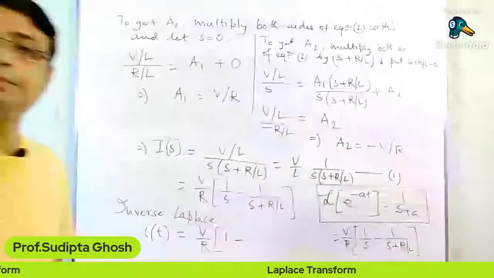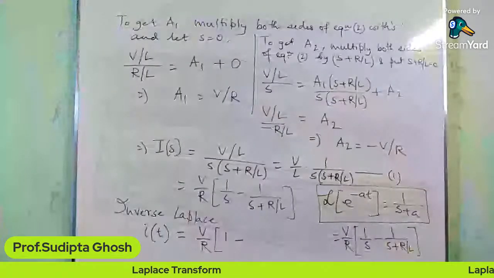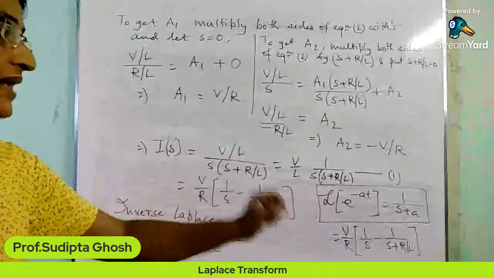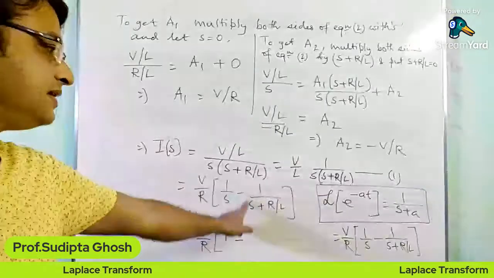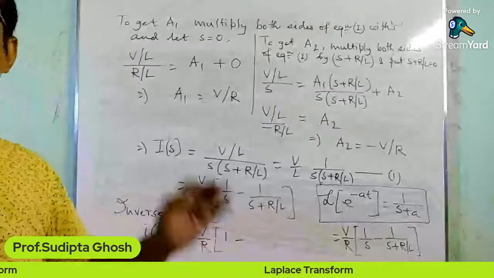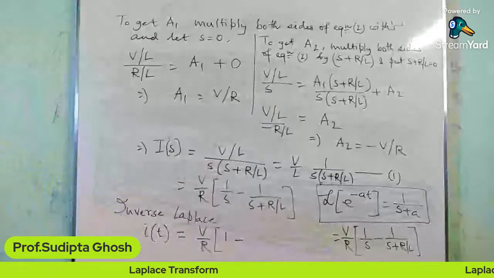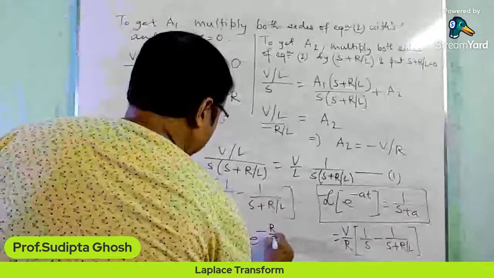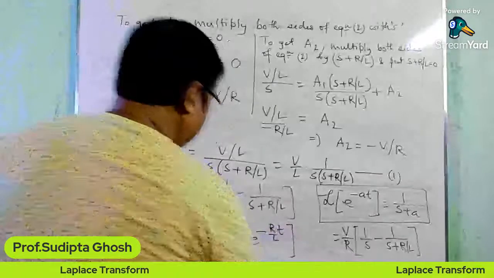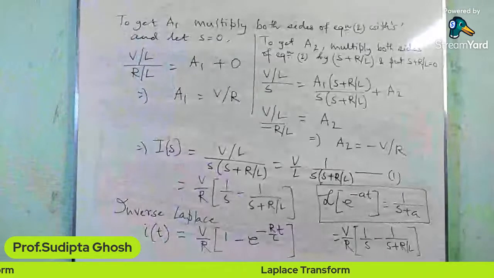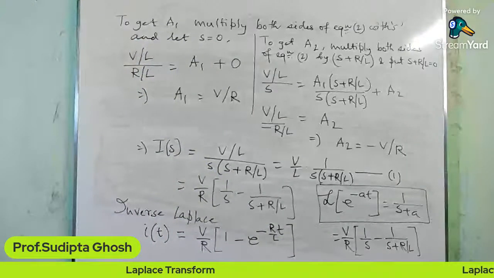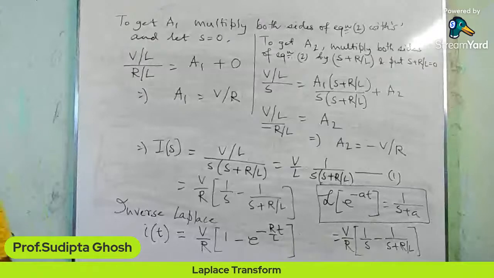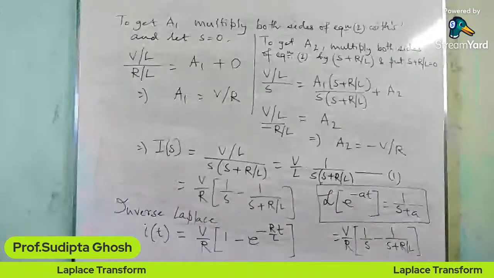Remember, I think you must remember this value, that is Laplace transformation of e to the power minus at equals to 1 by s plus a. So here, if the value is 1 by s plus a, then by applying the inverse Laplace transformation, we can write it as e to the power of minus, now a is here r by l, so that is e to the power minus of rt by l. And that is the way you can solve the differential equation by applying the Laplace transformation.